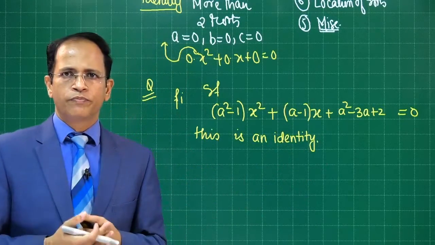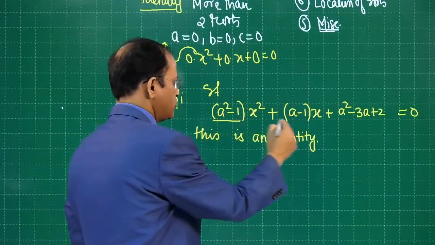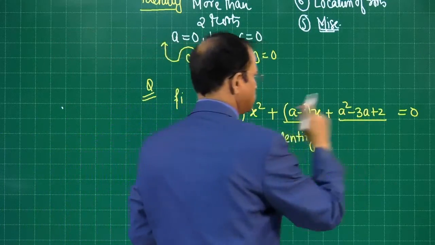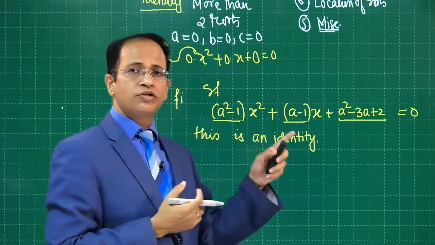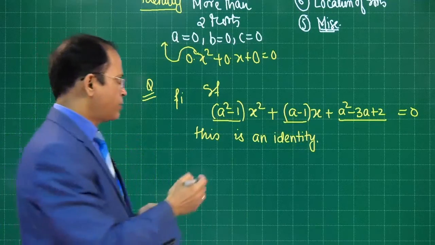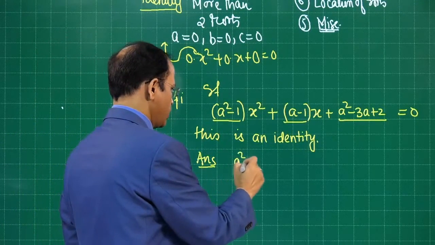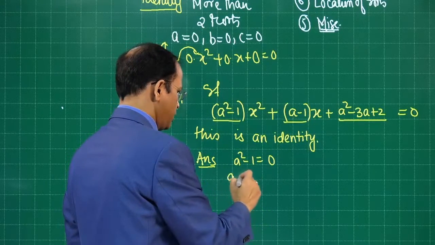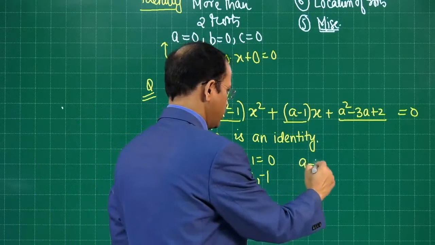So what to do? For an identity, the coefficients should always be equal to 0, isn't it? So that means we have a square minus 1 is equal to 0. So we have a is equal to plus minus 1. This is one point. Then we have a minus 1 is equal to 0.